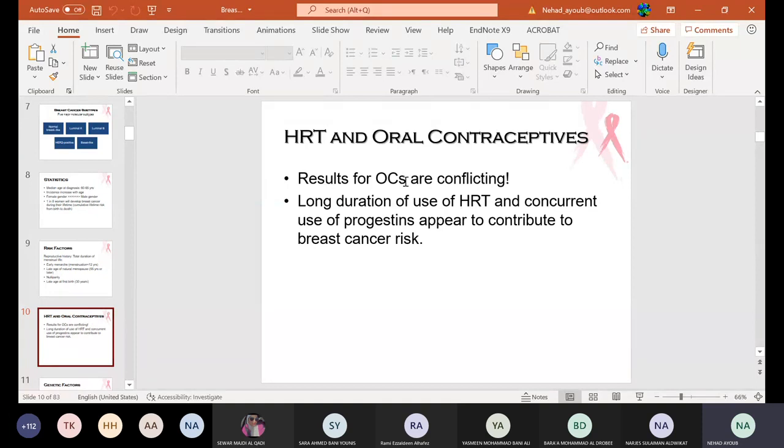Why? Because if a female is of childbearing age, for example, she may not take oral contraceptives, she may use an intrauterine device or a barrier method. There are many methods of contraception other than using hormones, especially if the young female has a strong family history of breast cancer. So this is modifiable, for example. Okay.